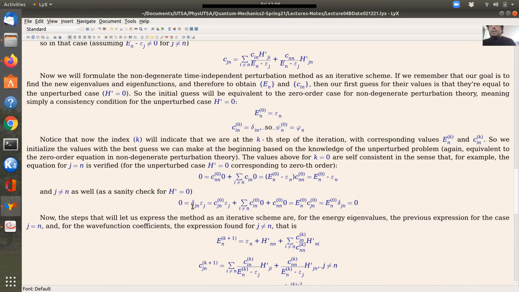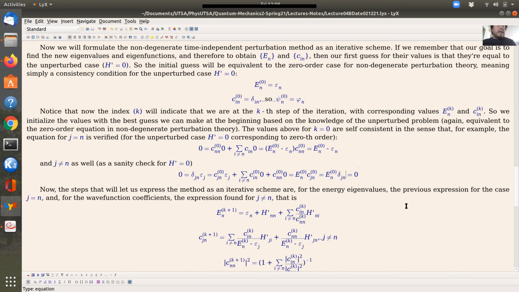Likewise with the coefficients, where you have a zero equality. This is one of the formulas that we had before. These terms vanish because h prime is 0 in the unperturbed case. Then you'll have the plug-in of delta jn ej. Because j is not equal to n, this is equal to 0. And again, this is also because this coefficient is 0. So, we have a well-satisfied consistency condition with the unperturbed case.